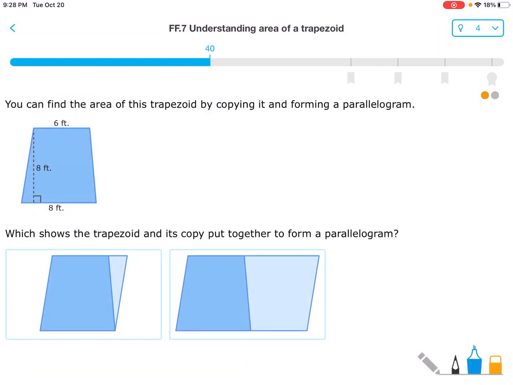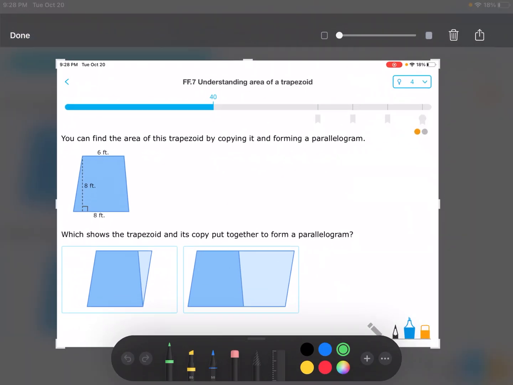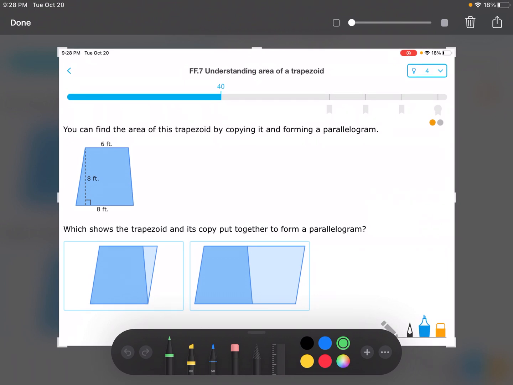All right, now the next set of examples has different directions. This time, they want you to find the area of the trapezoid by copying it and forming a parallelogram. So in order to do this, we first have to do a little refresher on what parallelograms are. Remember, parallelograms are quadrilaterals whose both sets of opposite sides in the shape are parallel lines.